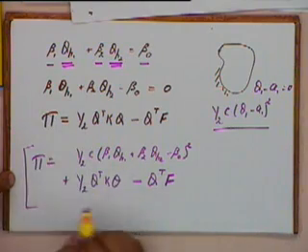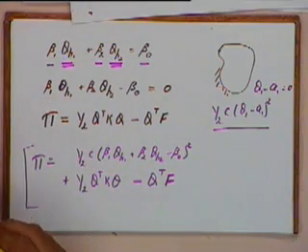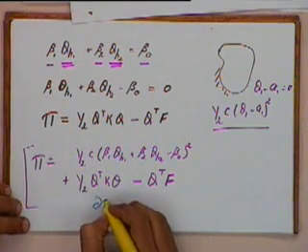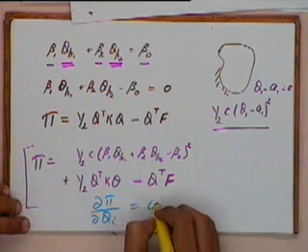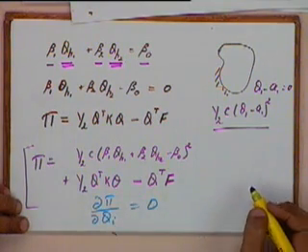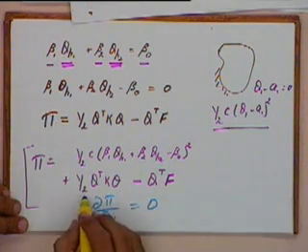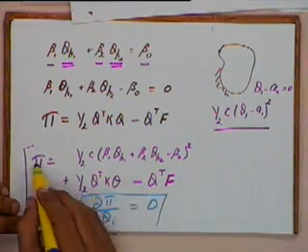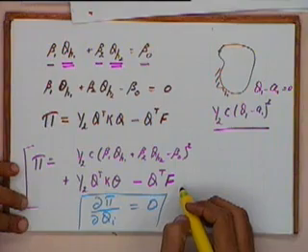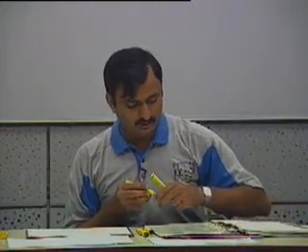And if this is the potential energy expression, we will again use the condition that we had earlier, that del pi by del Qi will be equal to 0 for minimizing the potential energy. So we will use these constraints and get a system of equations from this potential energy expression. Let us quickly go through that exercise.